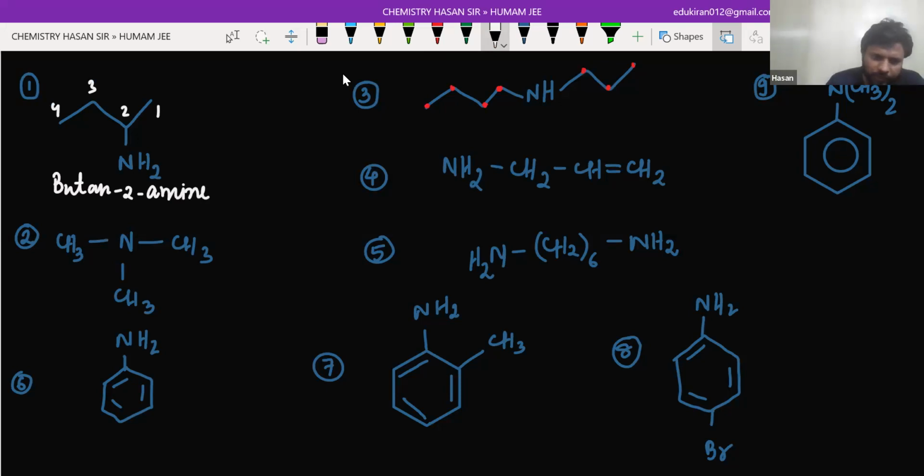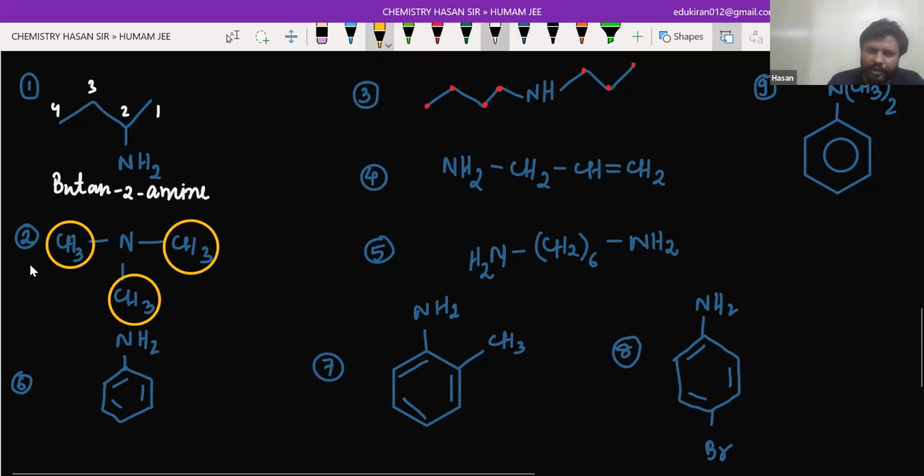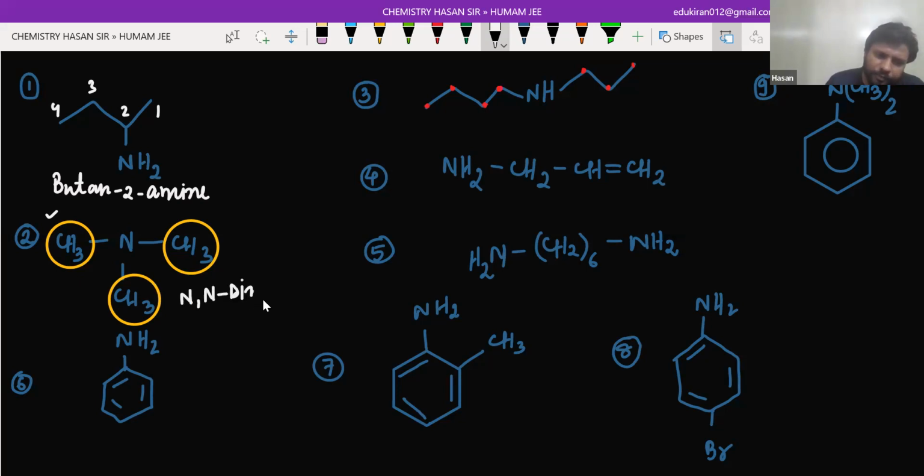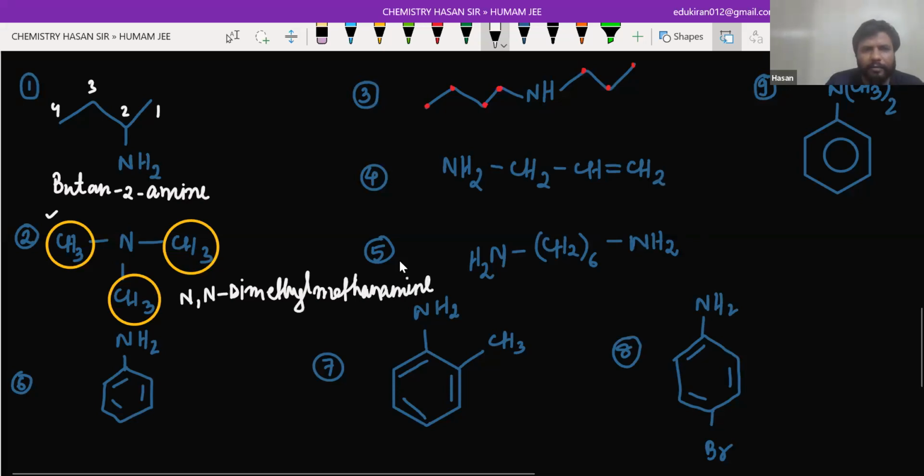Now for this you can see there is one carbon, there is one carbon, and only one carbon is there. So you have to take one of them as a parent chain. So I'm going to take this. The both of these will be treated as substituent. So its name will be something like N,N-dimethylmethanamine, right? N,N-dimethylmethanamine.